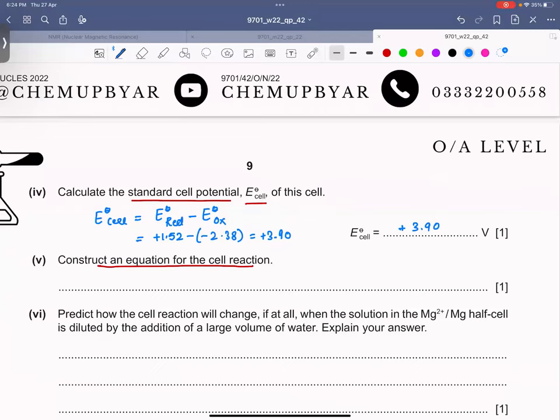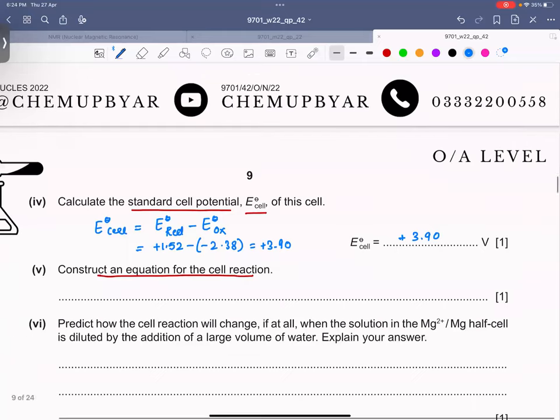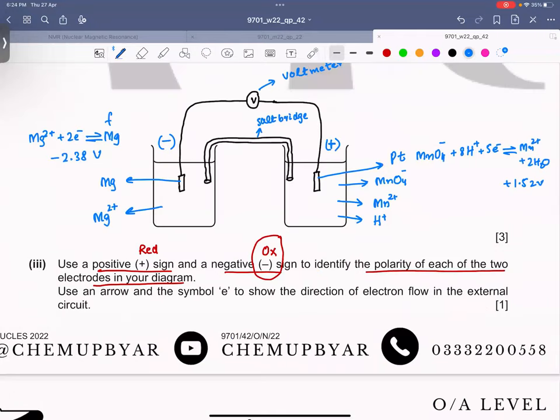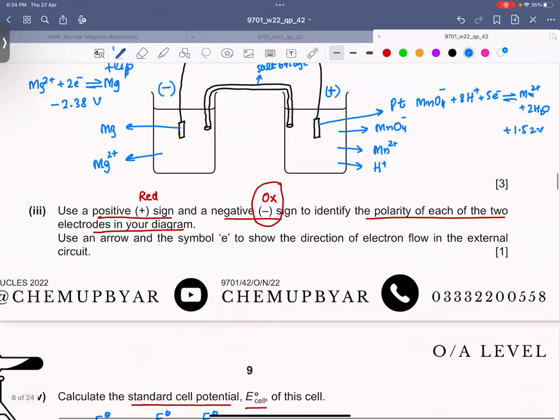Yes, is this clear? Now they are asking us to construct an equation for this cell. So its value is lower and it's undergoing oxidation. So I have to flip this equation. To make the net equation, I have to flip this equation.